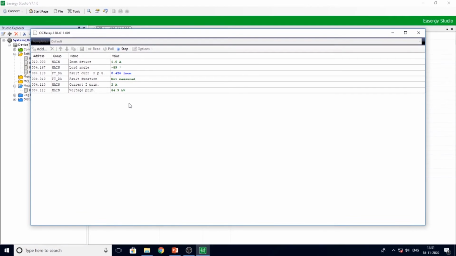So, for that we go on changing the angle with the current remaining the same, 2 ampere, which is in the trip region. If you see here, the angle is reducing. On the oscilloscope also the angle goes on changing, and we will see what happens when the angle reaches the set value. So, slowly go on changing the angle.